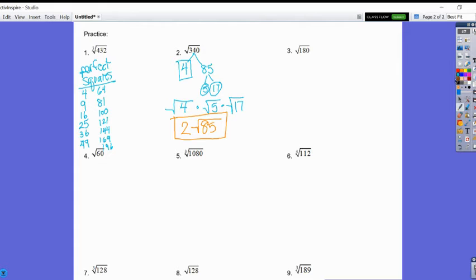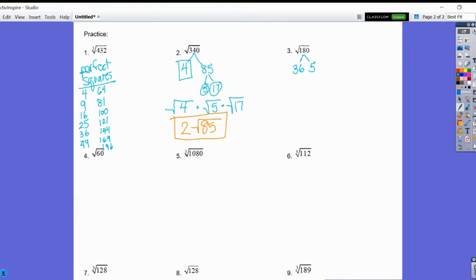We'll try that out again here with example 3. This is another square root, so I'm going to be thinking about my perfect squares. Is there a perfect square in that list that I can divide 180 by? Well, I'm going to go ahead and try to divide, let's see, 180 could be divided by 36.